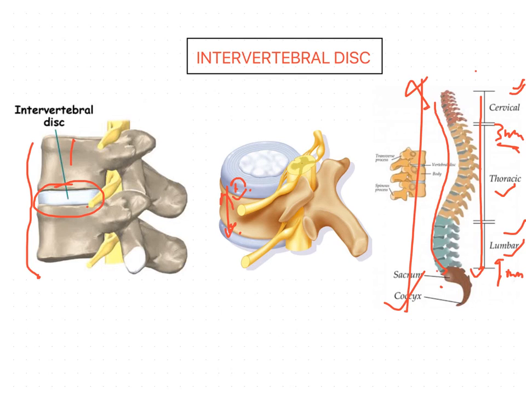So all these variations reflect the greater functional need for mobility in the cervical and lumbar regions, and the need for stability in the thoracic region. This is all the general information about the intervertebral discs. Now we will move on to the structure of the intervertebral disc.